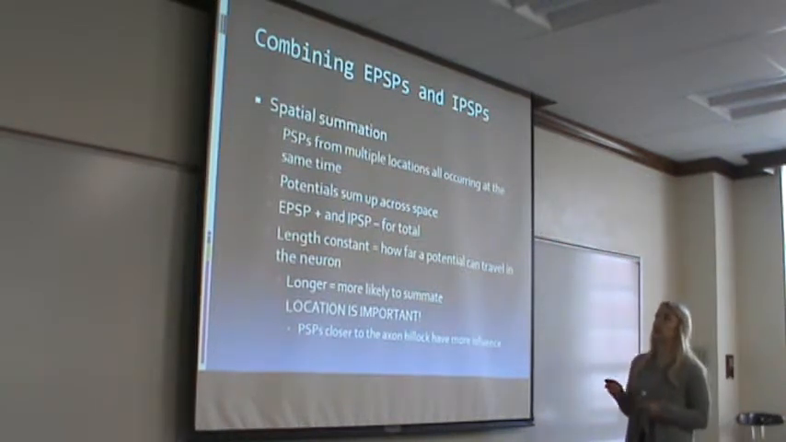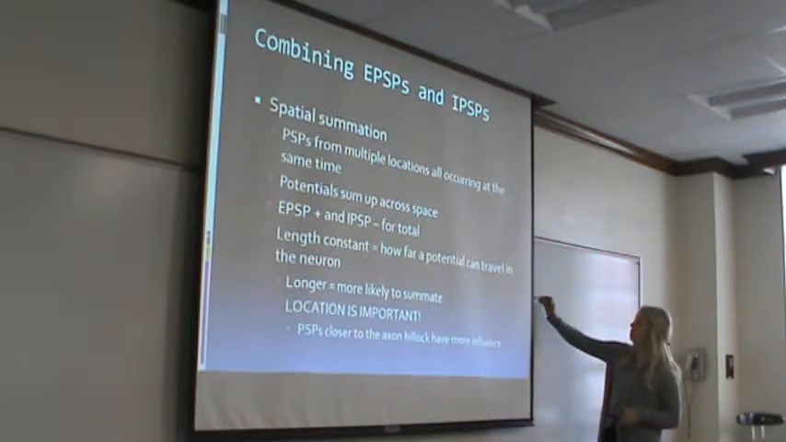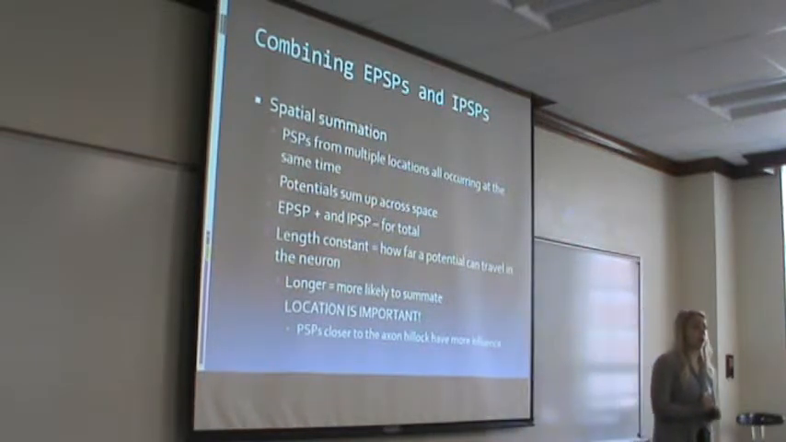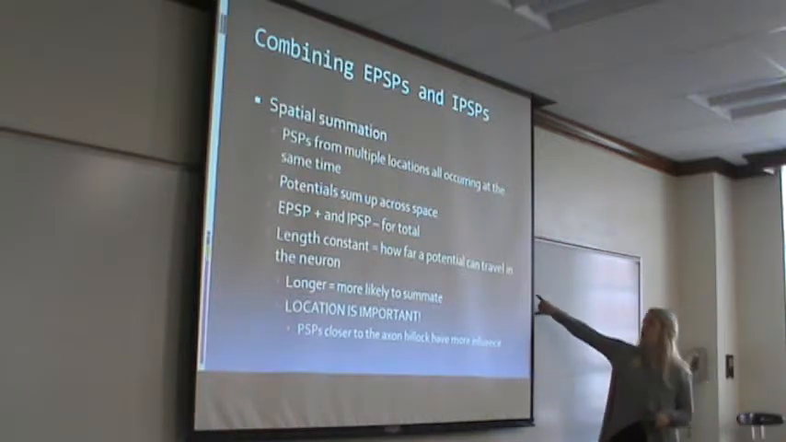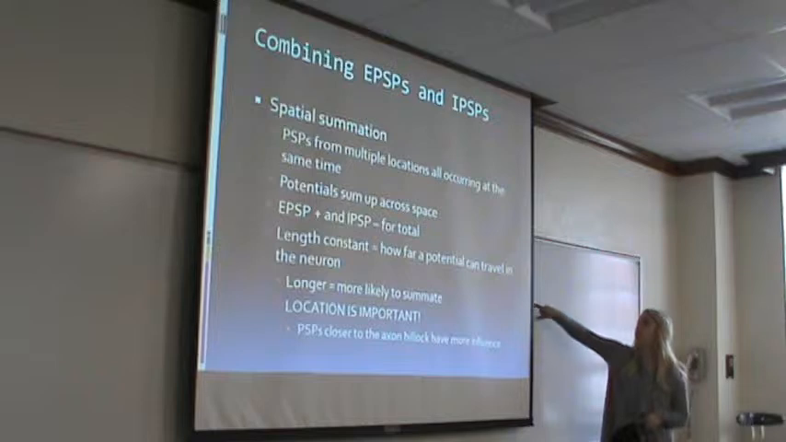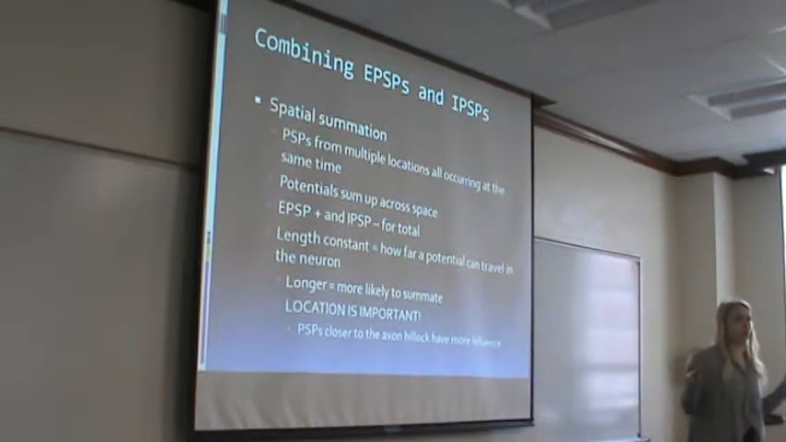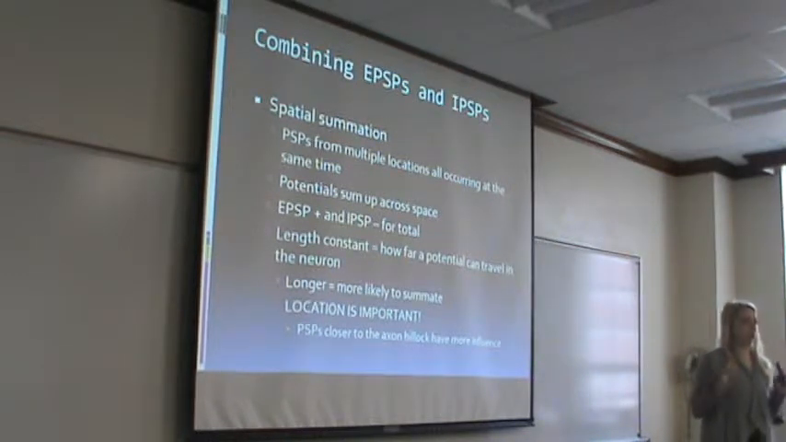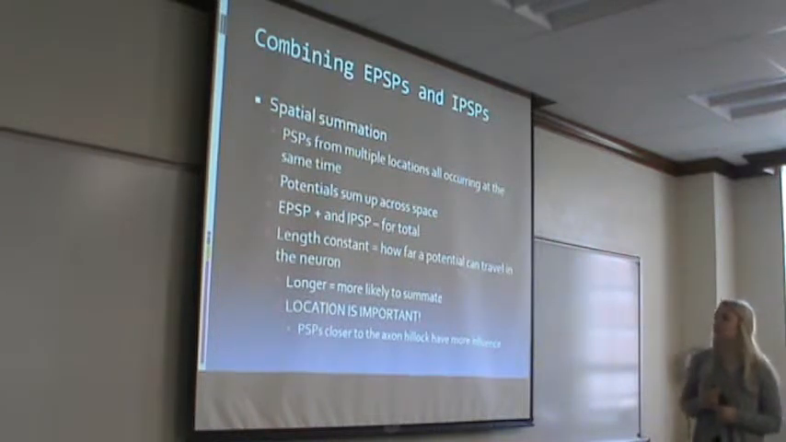Spatial summation is multiple locations. So all of these different axons right here are giving inputs, but it's happening at the same time, right? So instead of one location across time, you have multiple locations at the same time. So I would write that down and practice it so you guys remember which one's which, because I think those can be easy to mix up.